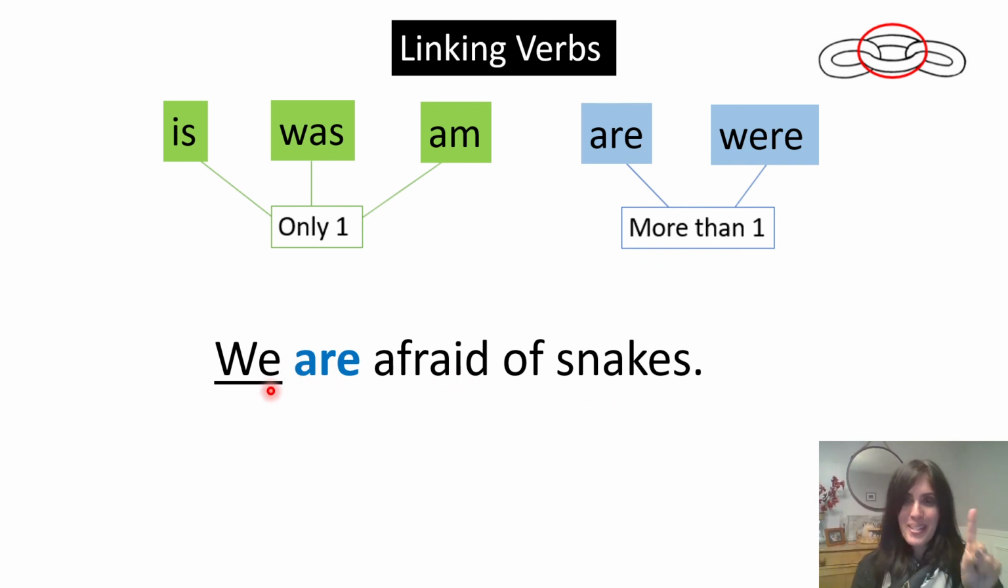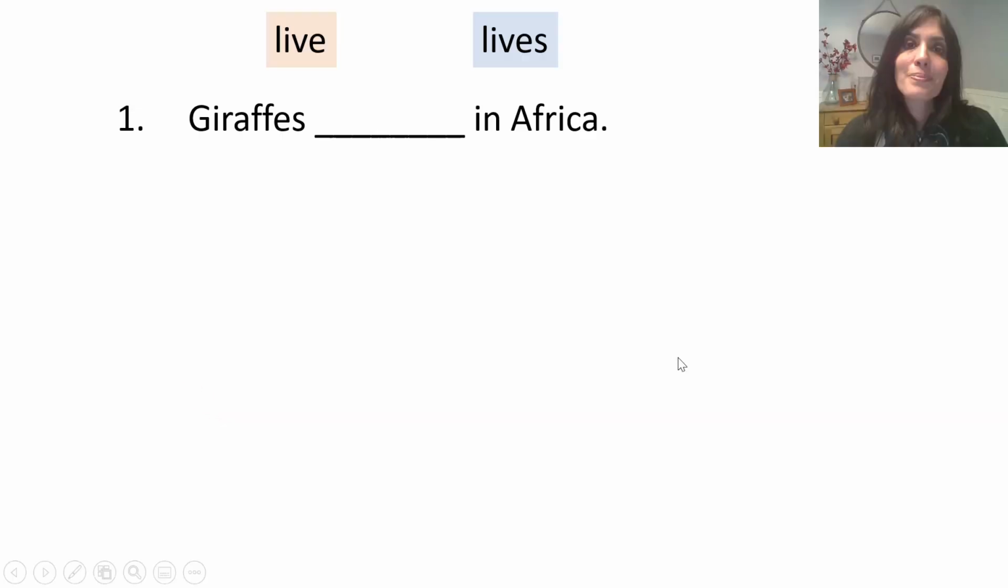Read it with me. 1, 2, 3. We are afraid of snakes. Nice job. Okay, now we're going to practice some more. The two verbs are live and lives. And the first sentence reads this: "Giraffes blank in Africa."